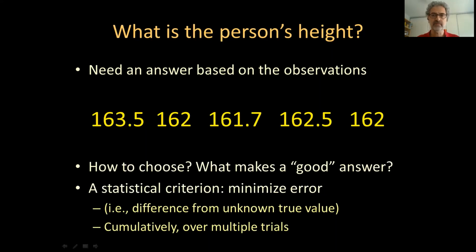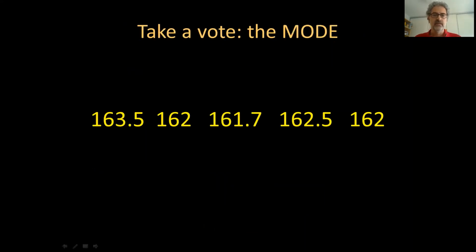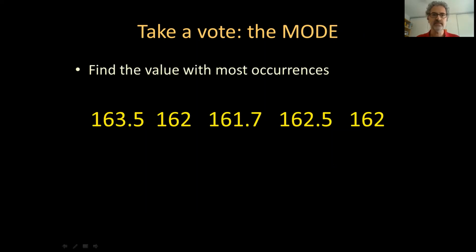Let us now see some common ways to produce summary answers from a set of data like this. The simplest approach is democracy. Let them vote. So each value gets as many votes as the times it appears in the data set. In this case, we find the value that occurs most often. That's the value 162 centimeters. And this is called the mode, the value that happens most often in the data set.